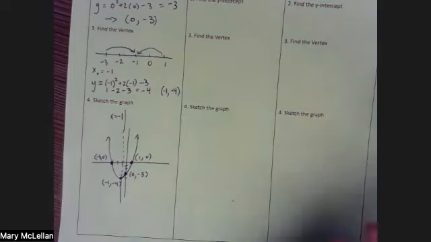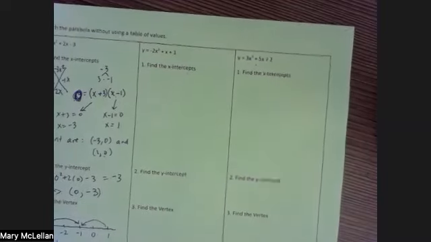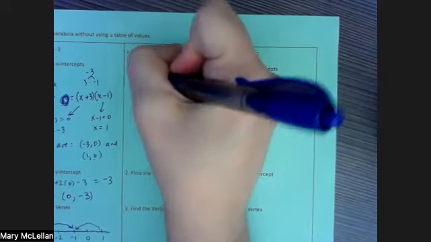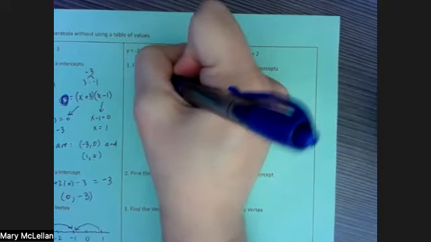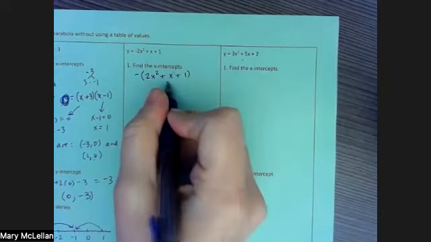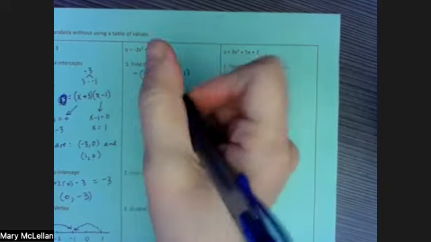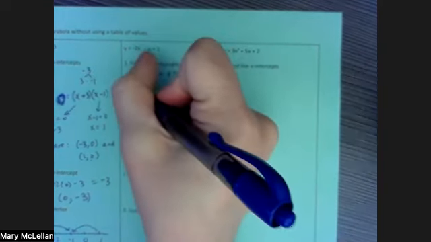Okay, next. We have y equals -2x squared plus x plus 1. First, I'll find my x-intercepts. I don't like this negative in front, so I'm going to factor it out. This becomes -(2x squared plus x plus 1), and I'll factor this. Because the coefficient of x squared is a number other than 1, I'm going to use both the x and the box.